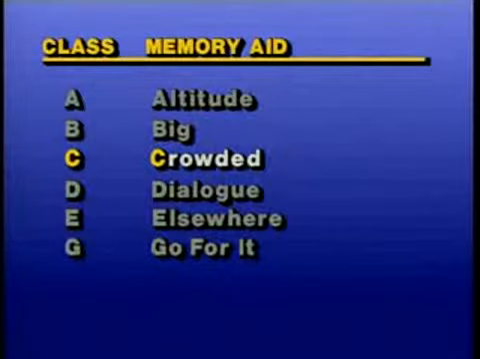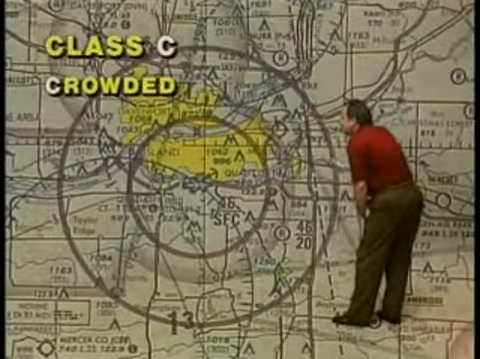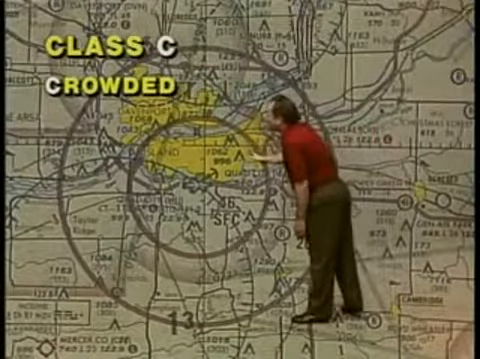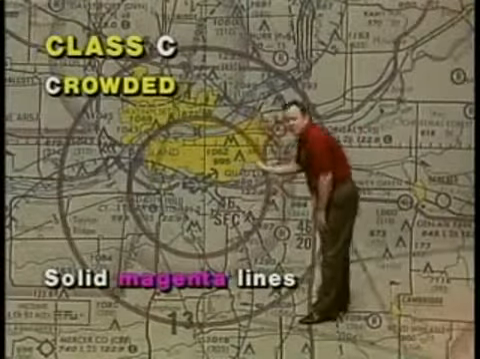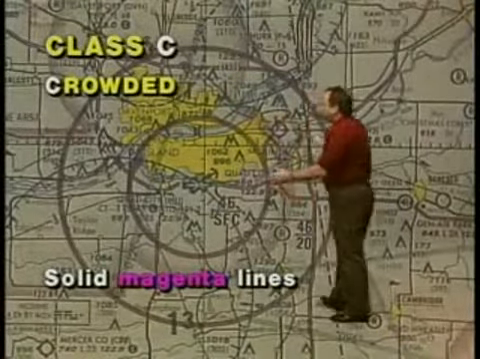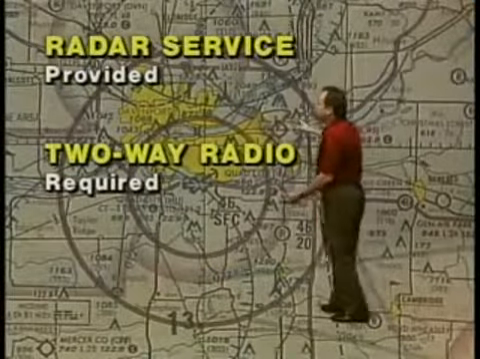Now, let's take a look at the next level of airspace, and that is Class C airspace. You can think crowded or congested, because these are areas where the traffic count or passenger count is so high that they have radar service. So let's take a look at Class C airspace. The way it is shown on an aeronautical chart is with a solid magenta line instead of a dashed magenta line, and when you see that, you know it's Class C, it's crowded, and you look for the solid magenta lines.